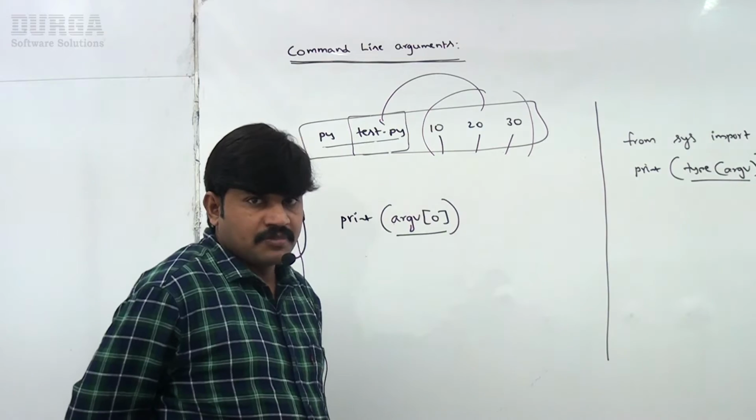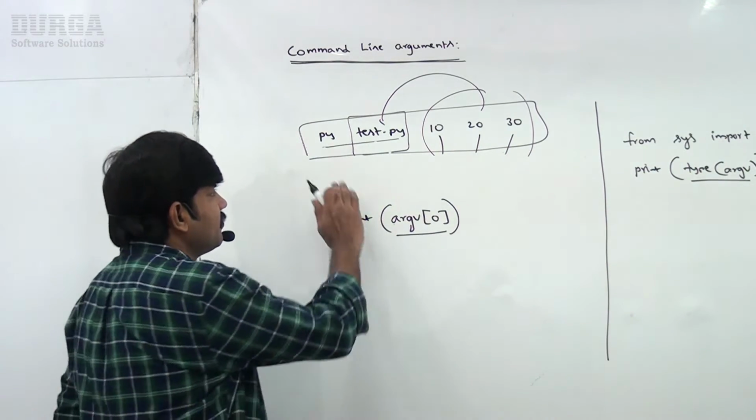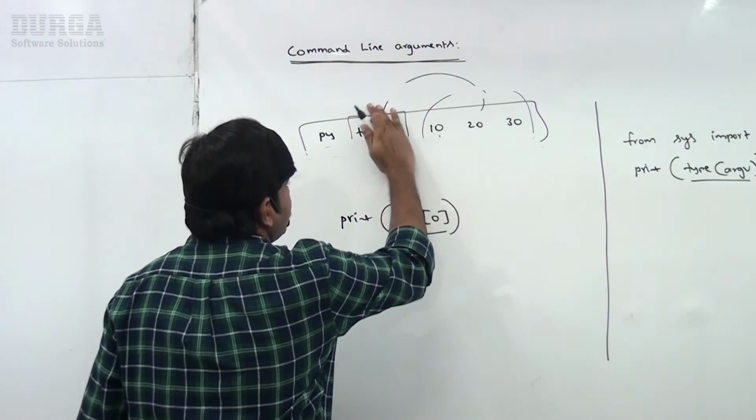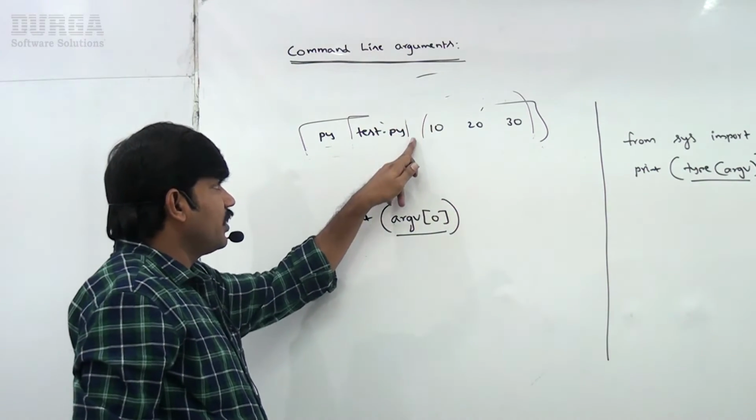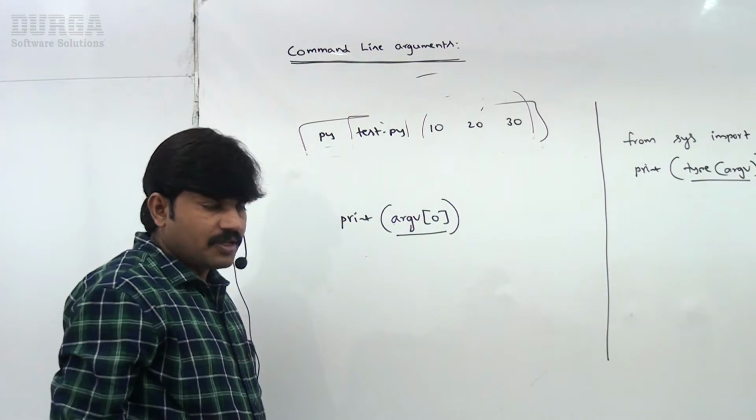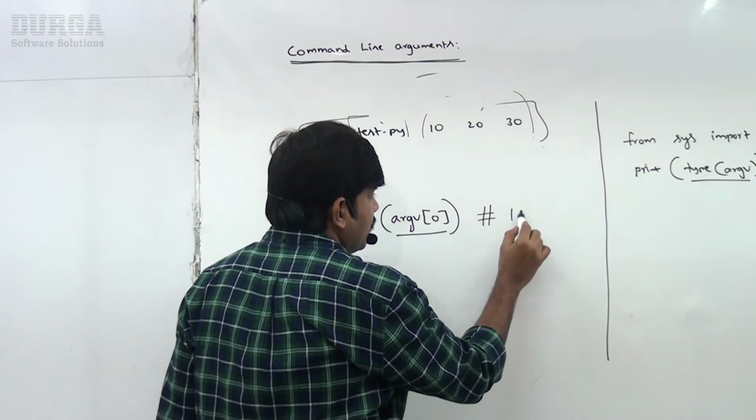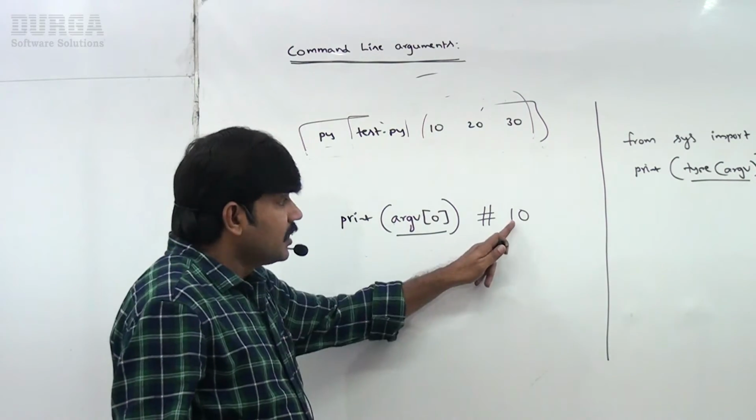Yes, friends, obviously the first command line argument. What is the first command line argument for this command? py tester.py 10, 20, 30. This is just my execution. So what is the first command line argument? What are we going to get? Sir, very simple. Most of the people are going to feel that it is 10.